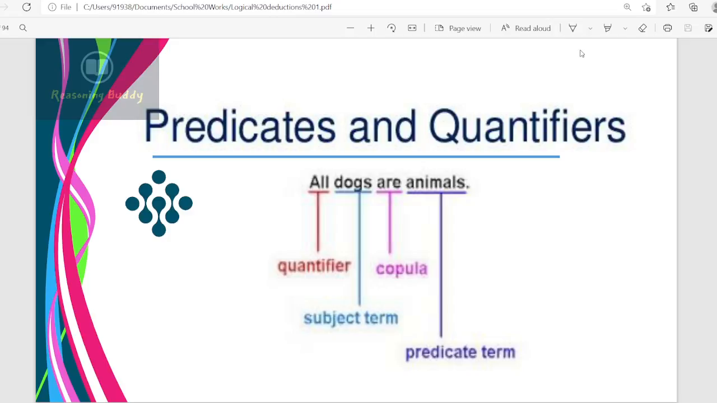So some of the basics according to this topic. The first word of the sentence is the quantifier. The thing we are talking about is called the subject, the middle term is the copula, and the object, in English grammar, is called the predicate.